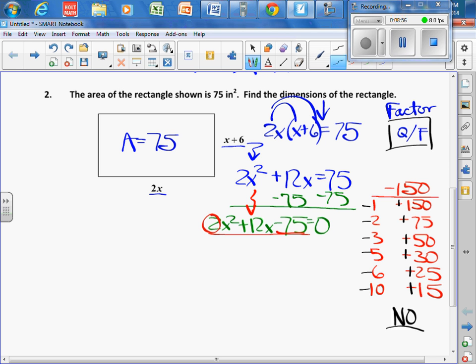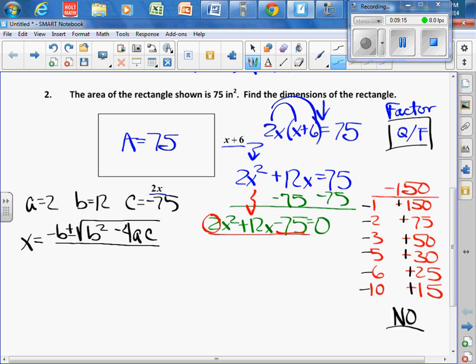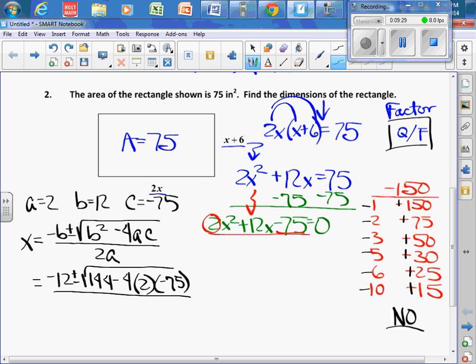So I always write down the quadratic formula second. First, I'm going to write down a is equal to 2, b is equal to 12, c is equal to negative 75, and x equals negative b plus or minus the square root of b squared minus 4ac, all of it over 2a. Equals negative 12 plus or minus the square root of 12 squared is 144 minus 4 times 2 times negative 75. All of it over 2 times 2.